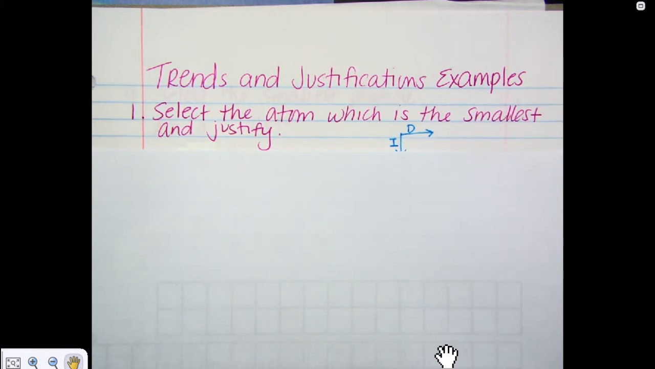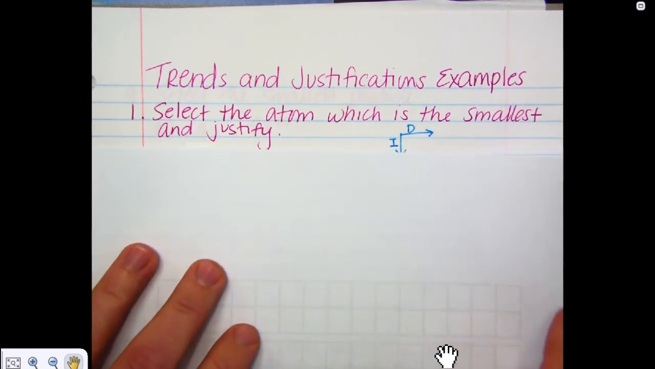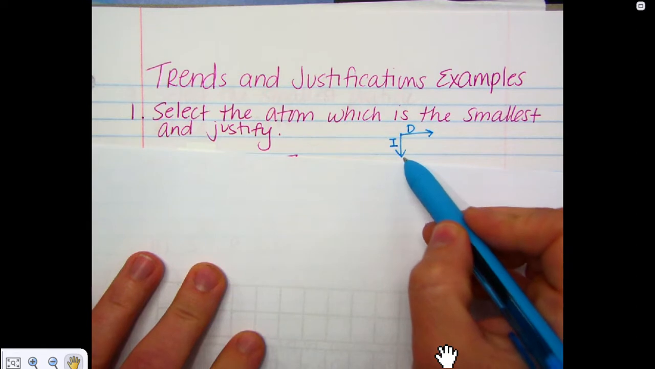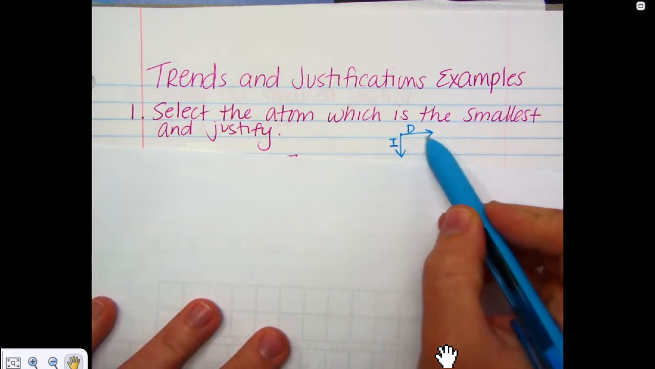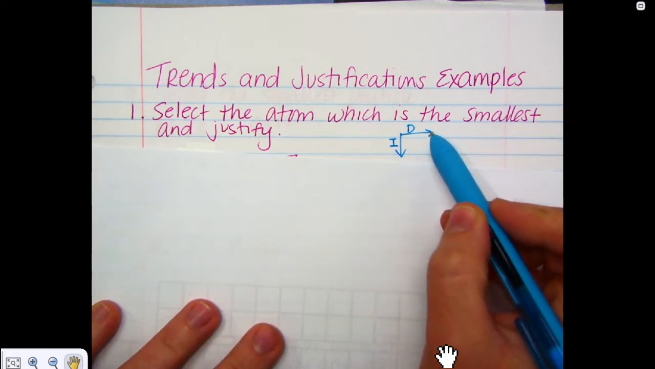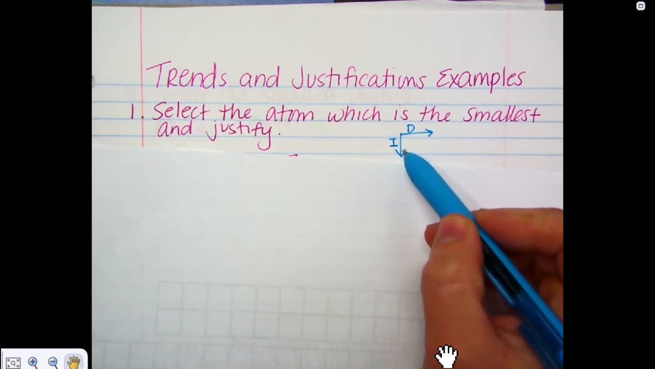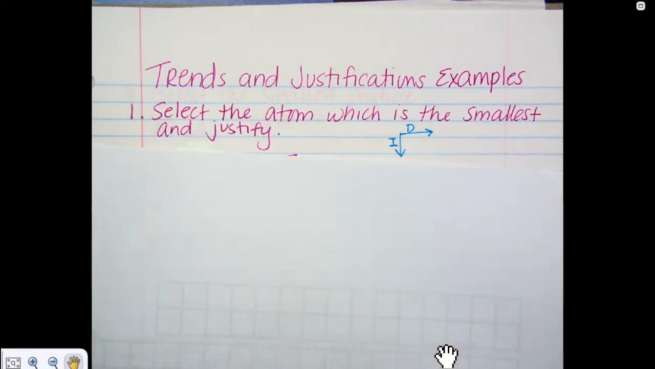So for the first one, we're going to look at select the atom in each of the following groups that is going to be the smallest. Anytime we say smallest without any other information, it has to be size. So remember what your size trend is. As I go down a group, my size increases. As I go across a period, my size decreases. As I go down, we're increasing because we're adding layers upon layers of electrons.